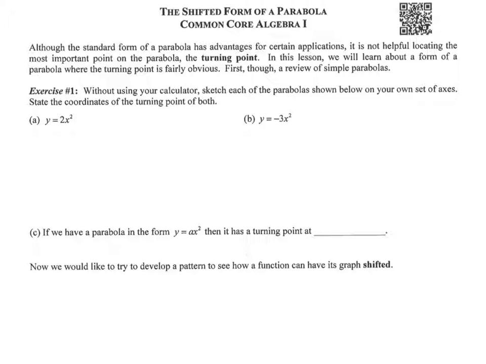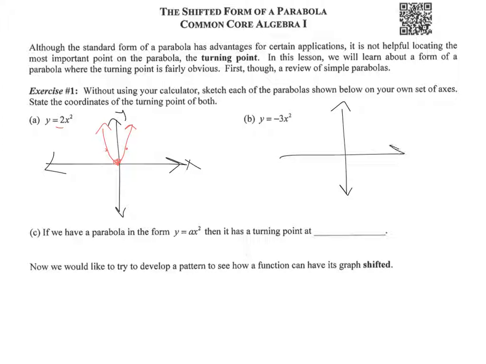First, without using a calculator, sketch below on your own set of axes. So let's say that I have my y-axis and my x-axis. What we remember from the last lesson is that since 2 is positive, it's going to be a smiley face one. It's going to be at 0, 0. We also know that the graph is going to go through 1, 2, and negative 1, 2, so it should look like this. My next one, y equals negative 3x squared.